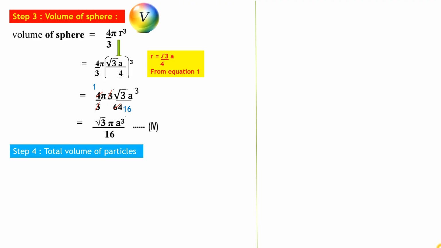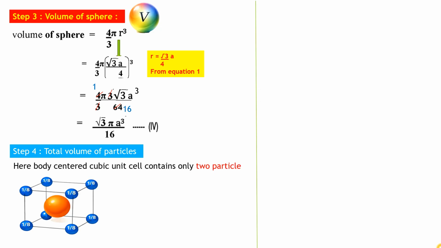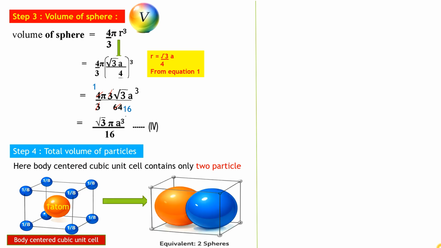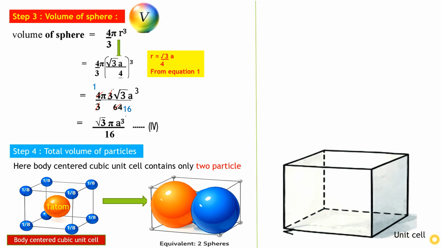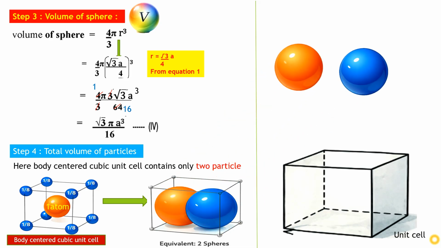Step 4. Total volume of particles. Here the body-centered cubic unit cell contains only 2 particles. In the animation below you can see there is 1/8th atom at each corner and 1 atom at the center of the unit cell. So the total atoms contributed by the BCC unit cell is 2. Here the whole sphere is contributed by 1 unit cell.